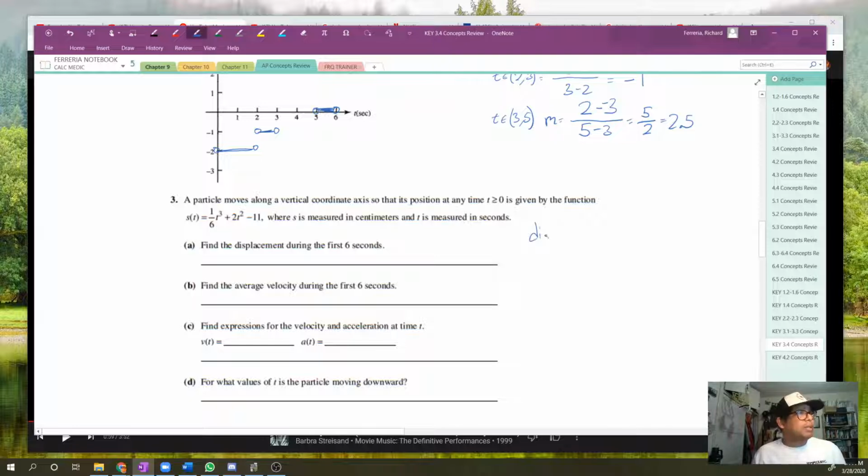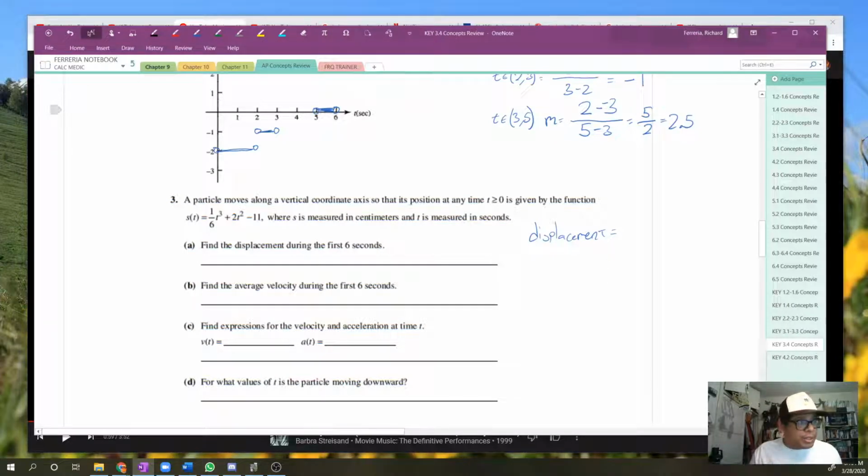So displacement is just the change in position. So let's take a look at what graphs we have. Very important. Well, we don't have graphs. We have an equation for position. So all we need to do to find the displacement in the first 6 seconds is take the position when t equals 6 minus the position when t equals 0.